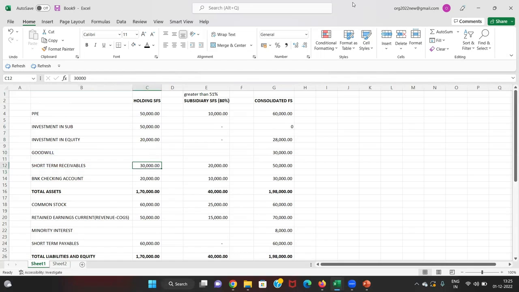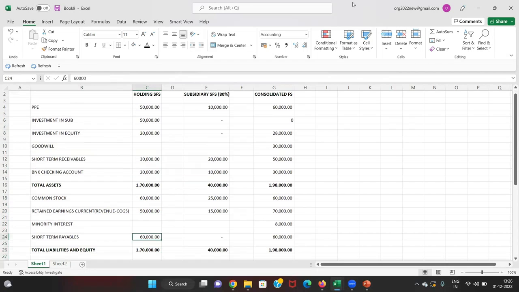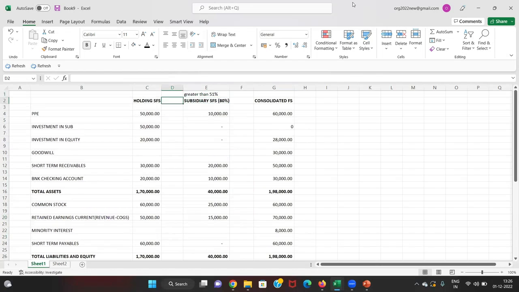Like I was saying, all the assets as well as the liabilities will get accumulated. We have short-term receivables in both the holding and the subsidiary, which will get accumulated. We have the BNK checking account, that is the bank account, which will get accumulated. Common stock will only come from the holding in the consolidated financial statement, and the retained earnings figure will also get accumulated with the subsidiary's share of retained earnings in the CFS. Retained earnings here we have considered as 50,000 for the holding, and 15,000 for the subsidiary. Short-term payables are 60,000 in the holding, but are not there in the subsidiary's separate or standalone financial statements.